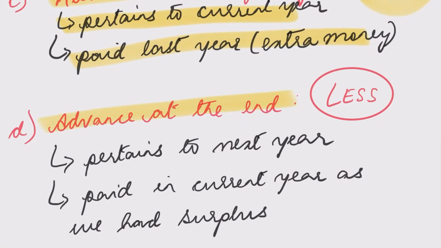Now advance at the end means this advance amount is for the next year, he has extra money, he has paid more. Okay, so it pertains to next year, paid in current year, he had surplus, which you need to subtract, less. So I'll just give you an example of how to treat them. Okay, this will go with any kind of item which is of similar nature in NPO.